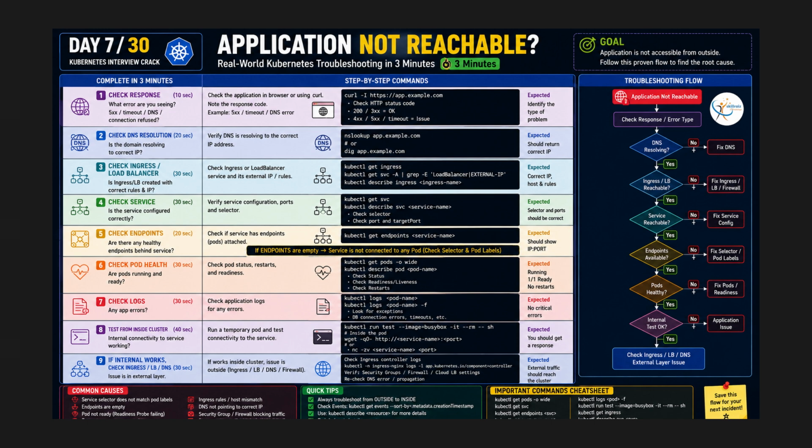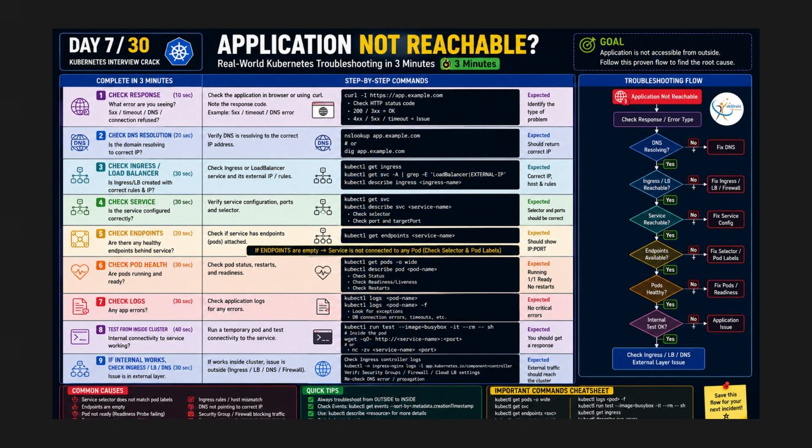First, try to check the response of your application with the help of curl. If you get 200 or 300, then that would be fine. If you are getting 400 errors, 500 errors or timeout issues, then we need to address those issues. You can either open it in a browser or use a curl command to get that response.